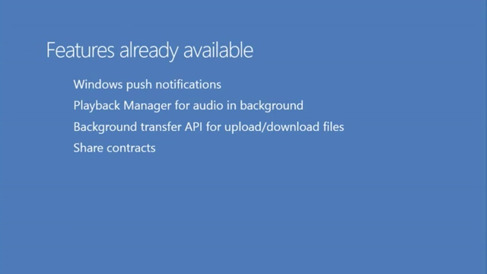Now, when we consider features that are already available, and we're going to tie into some of these throughout the day, background tasks can be used for Windows push notifications, for the playback manager for audio in the background, for transferring, uploading and downloading files, and for share contracts. Share contracts are probably easy to remember. Something can share to your app even if your app isn't running at that time. Again, this is a facility that's done in the background.